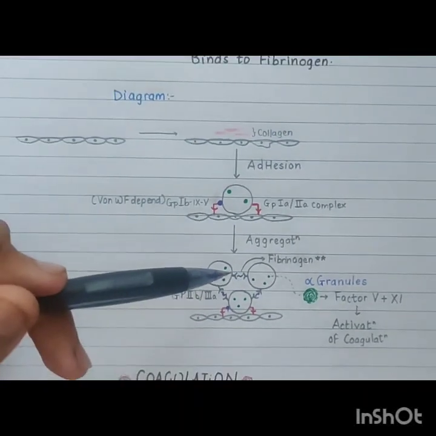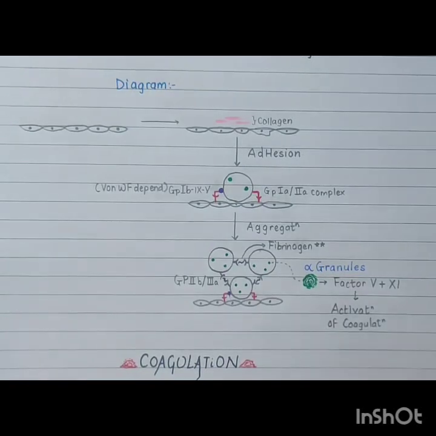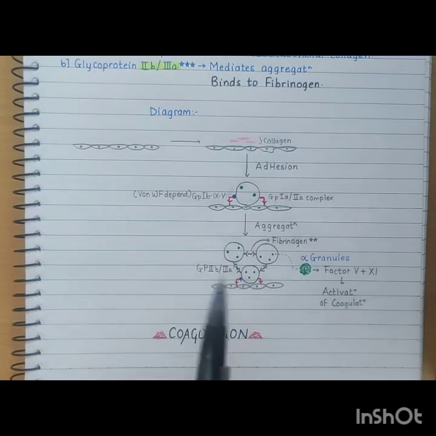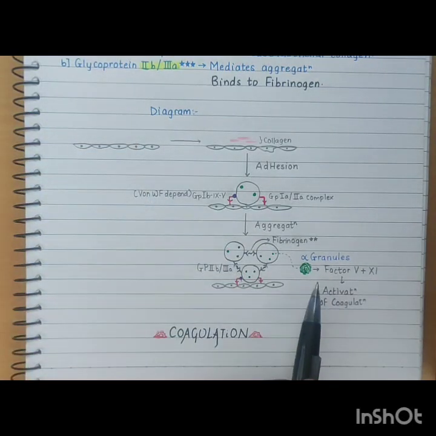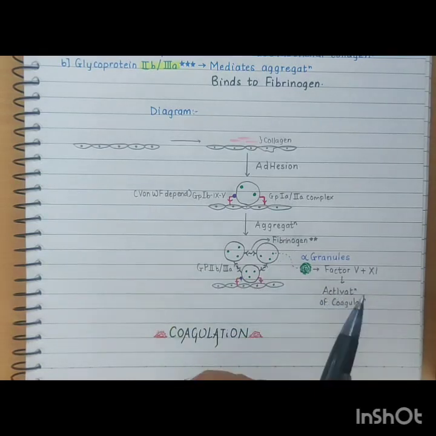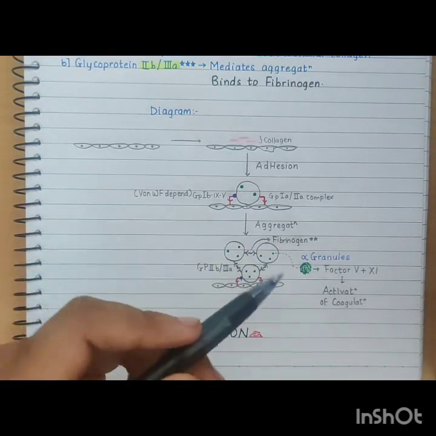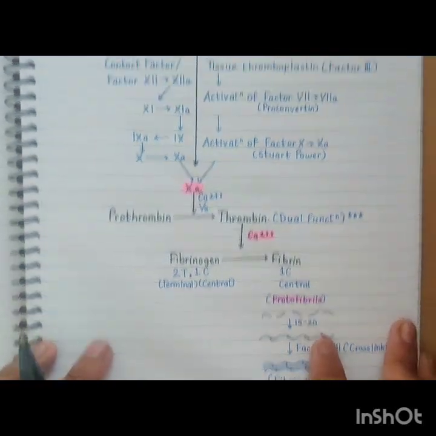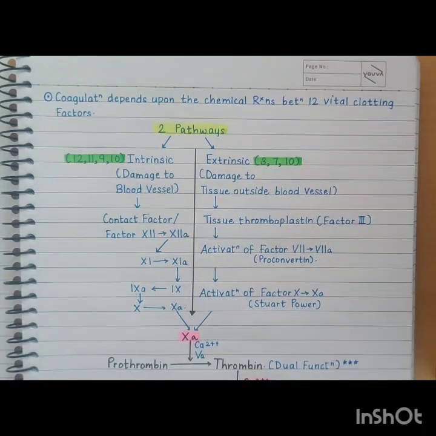Now I have also mentioned the alpha granules over here, that the last step which the platelets can actually do is cause the activation of the coagulation process. So what platelets will do is they'll release alpha granules. Alpha granules will contain various factors like factor 5, factor 9, factor 11, which will actually help in the activation of the coagulation cascade. Moving on to the coagulation cascade. Now coagulation depends upon the chemical reactions between the 12 vital clotting factors.